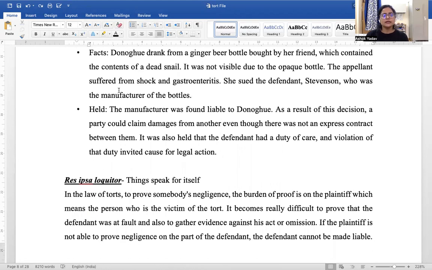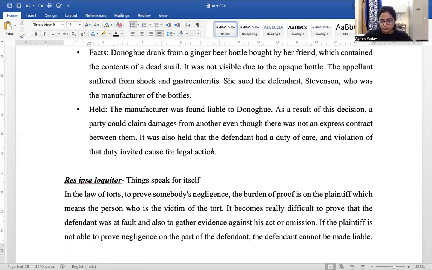So what did the court hold in this case? The court said that the manufacturer was found liable to Donoghue. As a result of this decision, a party could claim damages from another, even though there was not an express contract between them. It was held that the defendant had a duty of care, and a violation of that duty invited cause for legal action.